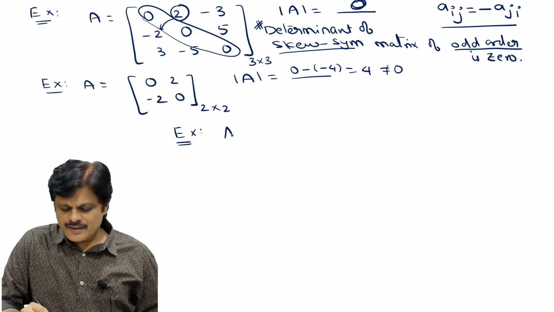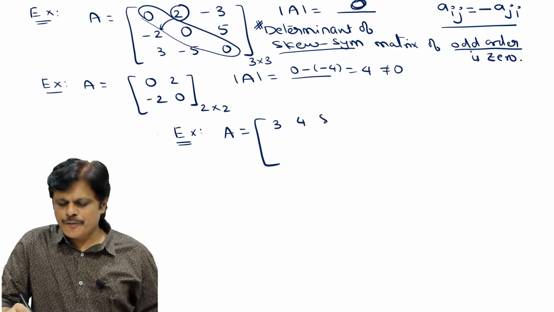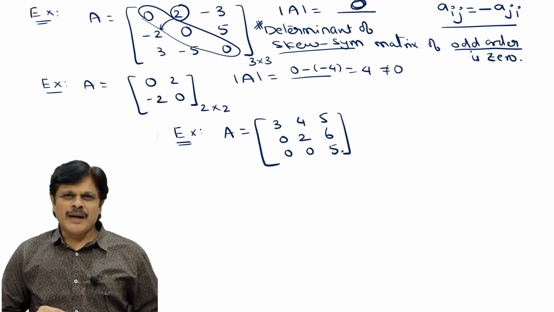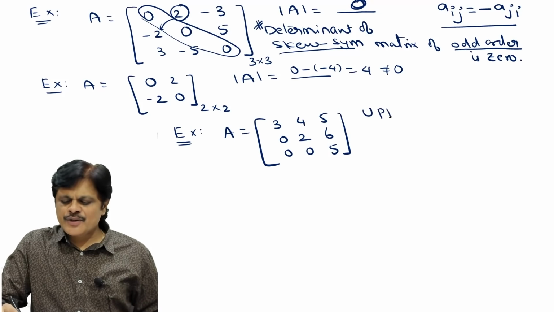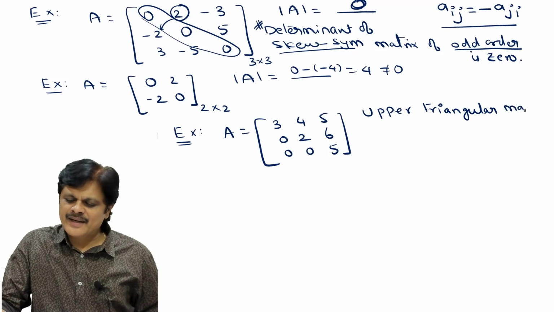Okay. Consider the following matrix. 3, 4, 5, 0, 2, 6, 0, 0, 5. What type of matrix is this? Okay, this particular matrix is called an upper triangular matrix. This is called an upper triangular matrix.